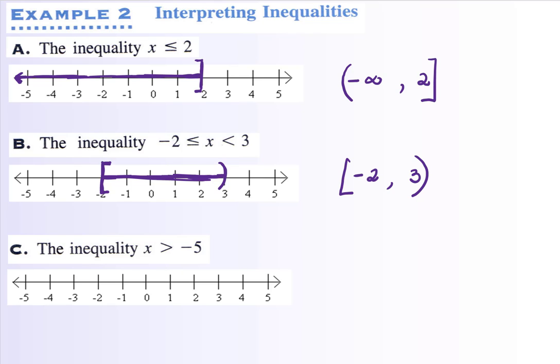C, x is strictly greater than negative 5. Negative 5 is not included. Open parenthesis at negative 5. And we take all the values to the right of negative 5 until we reach positive infinity. The interval notation will be open parenthesis at negative 5, comma, positive infinity, and close parenthesis.